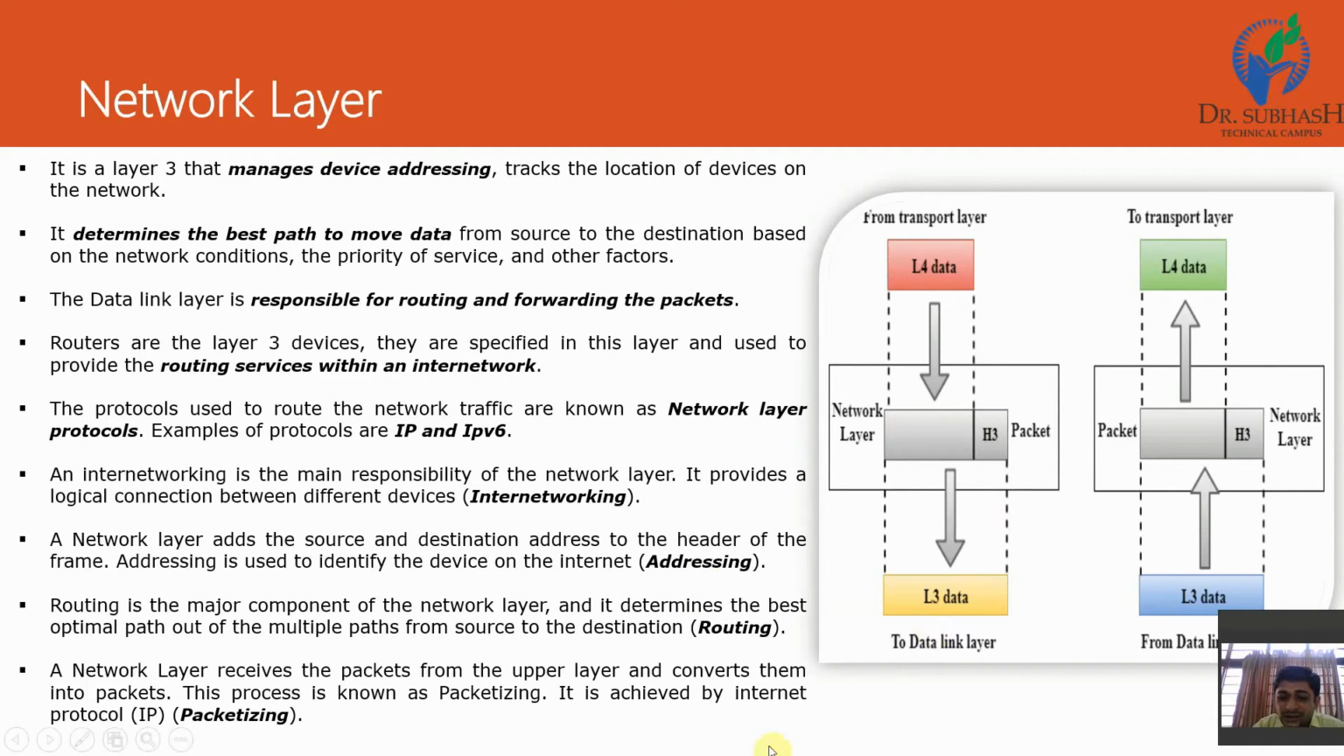Internetworking, addressing, and the next one is routing. Routing is a major component of the network layer, and it determines the best optimal path out of multiple paths from the source to destination. That is routing.